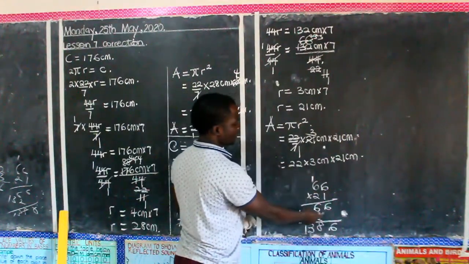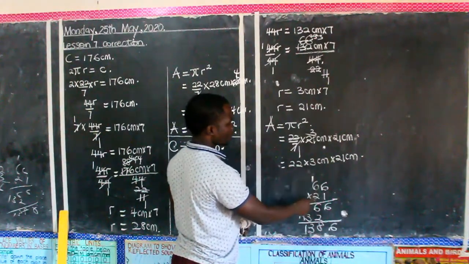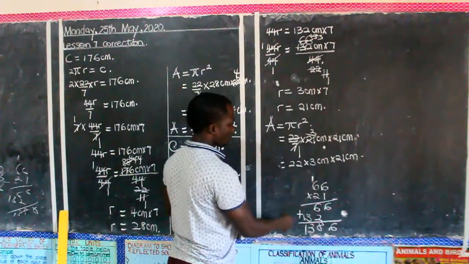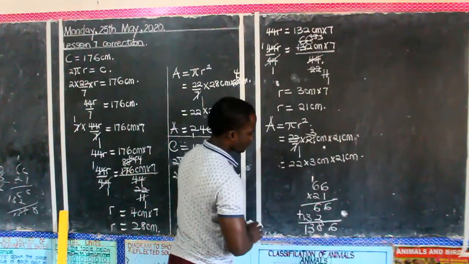This 1 times 6, 6. 1 times 6, 6. 2 times 6, 12. Write 2 carry 1. 2 times 6, 12 plus 1, 13. This is 6. This is 8. This is 3. That's 1.